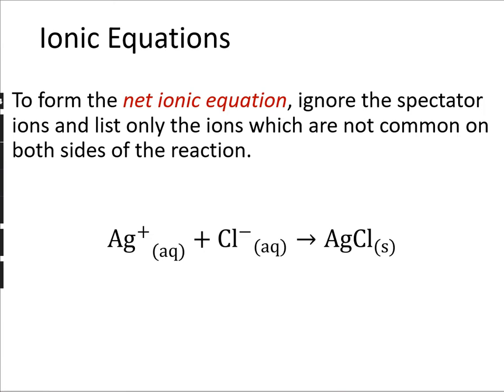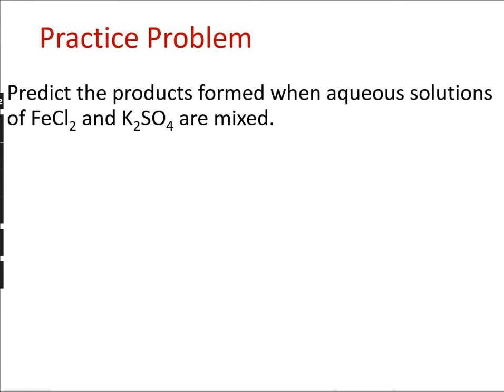From there, we can identify when we have identical ions on both sides of the equation. Those are our spectator ions. We cancel them out to leave us with the net ionic equation. So that's the process, but I will do a couple of examples with you just to make sure that you understand how to apply the concept.